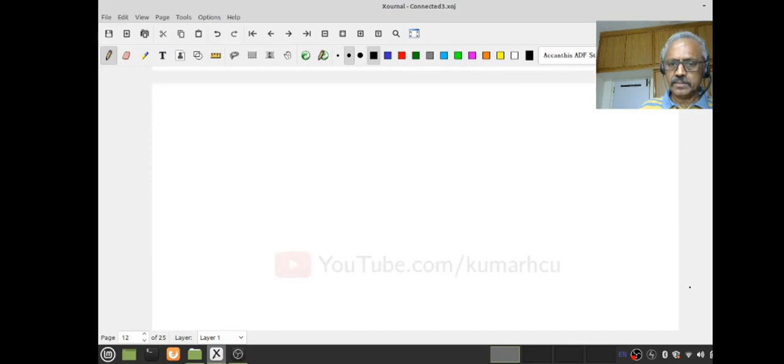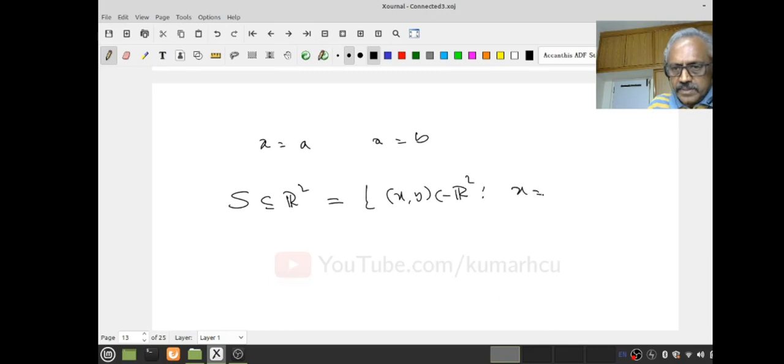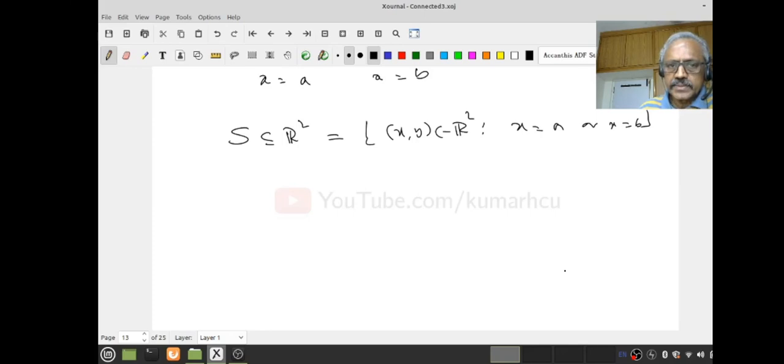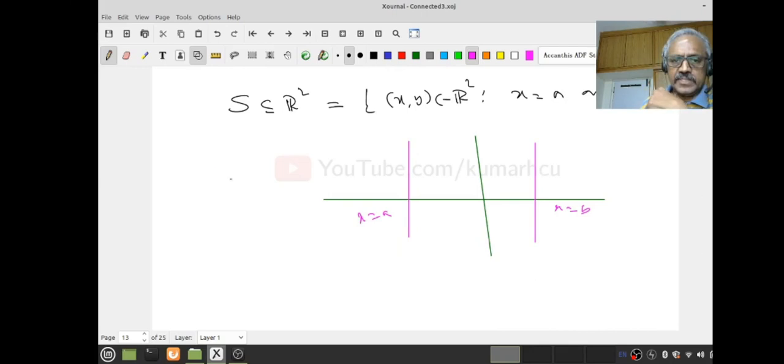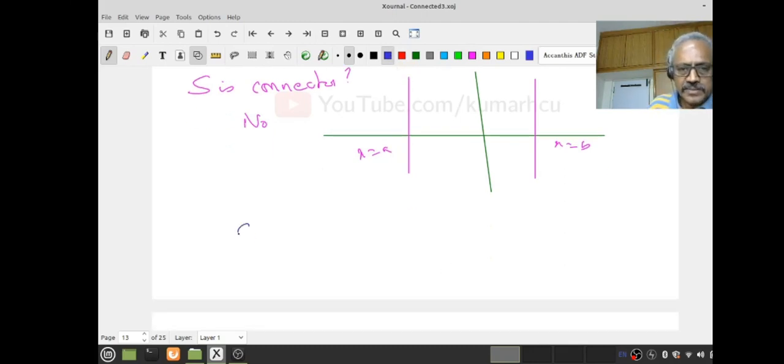Suppose I take two parallel vertical lines, x equal to a and x equal to b. My subset S of R2 is the set of all (x, y) in R2 such that x is a or x is b. So these are the two lines. Now I want to know whether this is connected. What do you think? I'm sure by now your intuition should be working, because take c equal to (a plus b) by 2, the midpoint. Do you follow that?